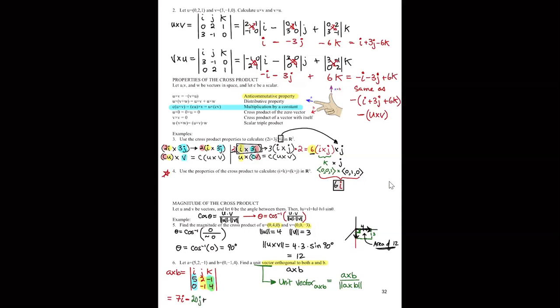Plus, and then this is where it gets a little messy, but we can deal with it. For K, maybe I'll even just box it in here. This is for K. Diagonal down -5, diagonal up 0. So -5 minus 0 is going to be -5. So let me make that a -5K. All right, so that's A cross B.